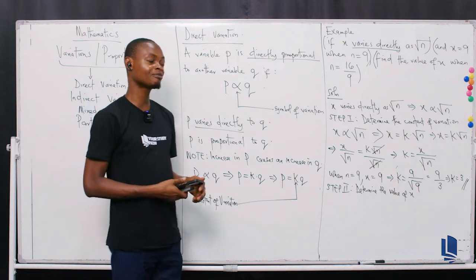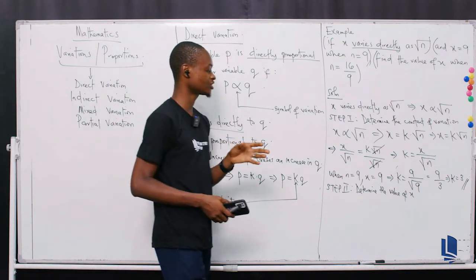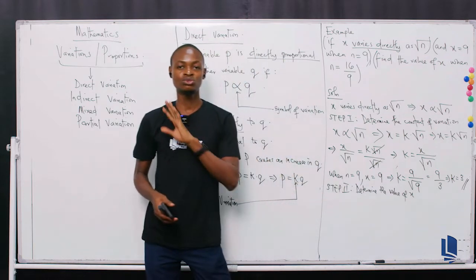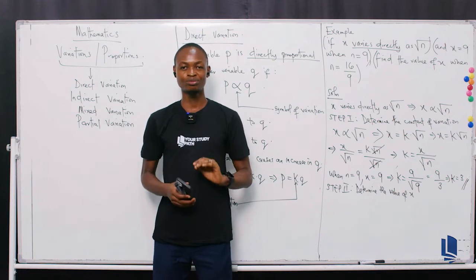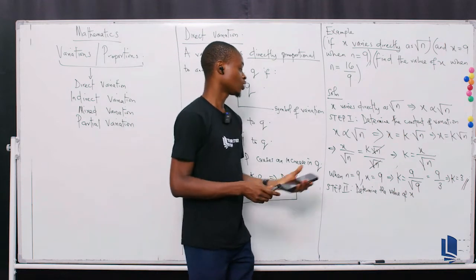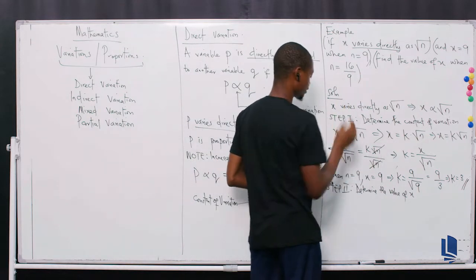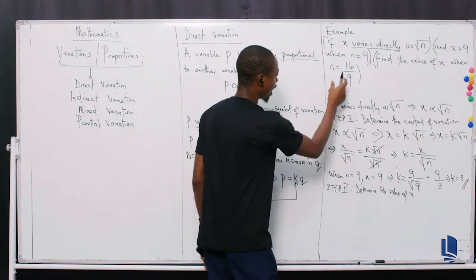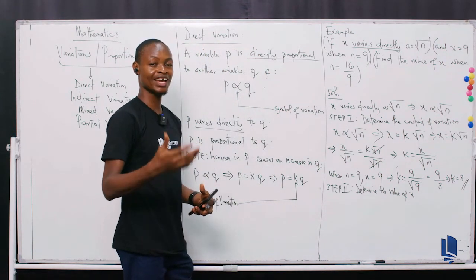So the first step is general for every question. You have to determine the constant of variation first. And then the second step is to determine the value as requested in the question. That is very, very important. Keep that in mind. So in this case, I determine the value of x. So I have that n is equal to 16 over 9. That is the new value of n that I've been given.